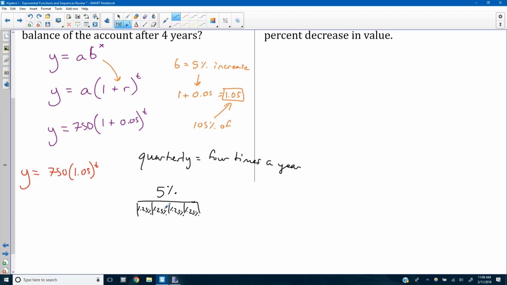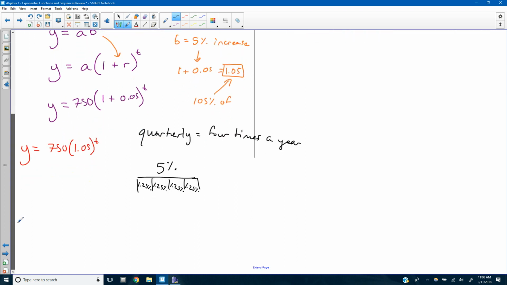So I did 5 divided by 4 right there, because this times 4 is 5. So we break it up into equal parts. Now, what are we going to do with that? Quarterly means 4 times a year, 4 times throughout the year in even parts. So say every 3 months, because 12 months in a year divided by 4. So every 3 months, you are going to be doing another 1.25% increase.